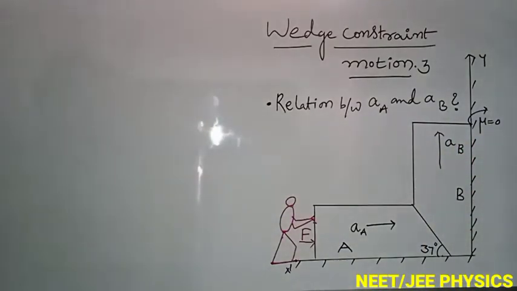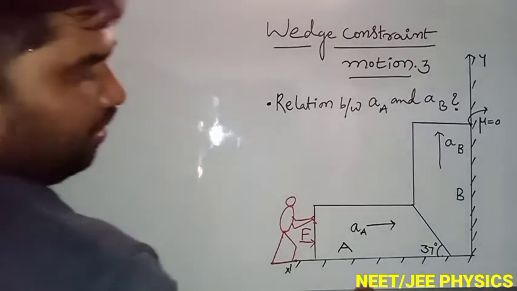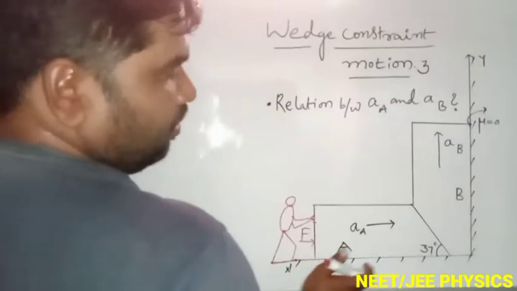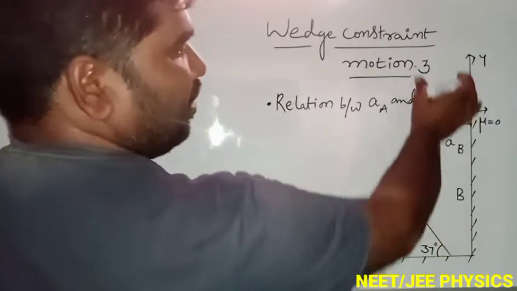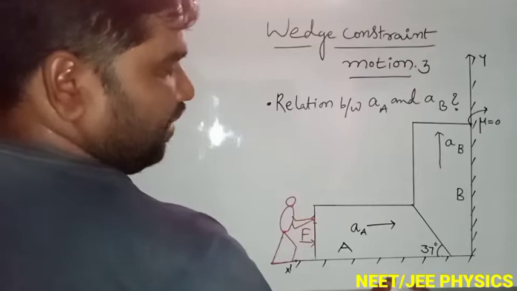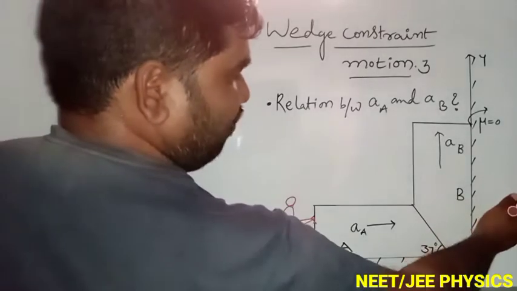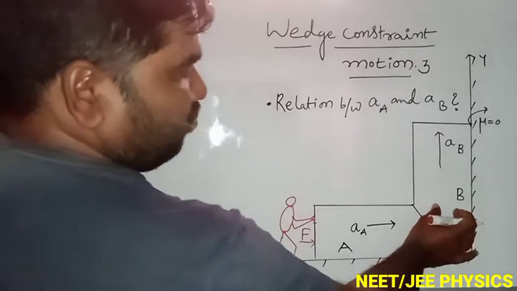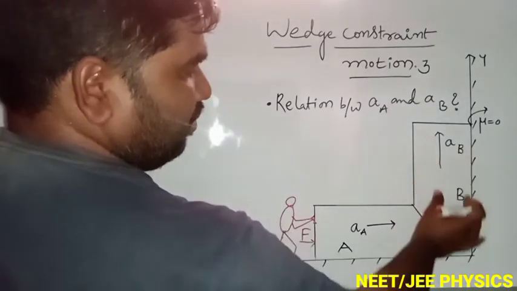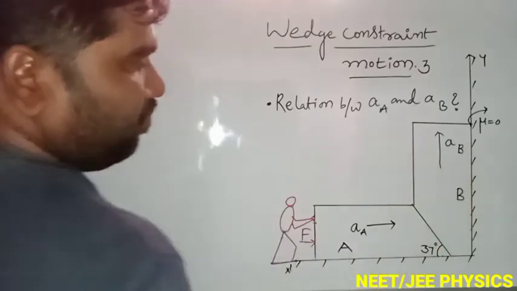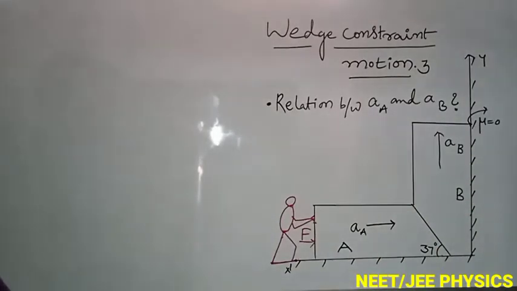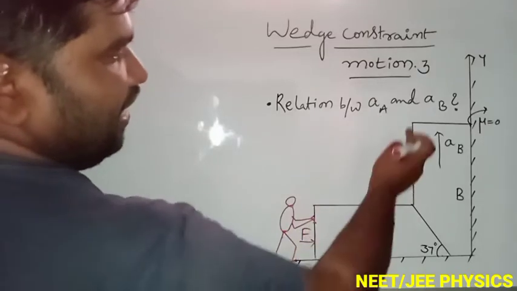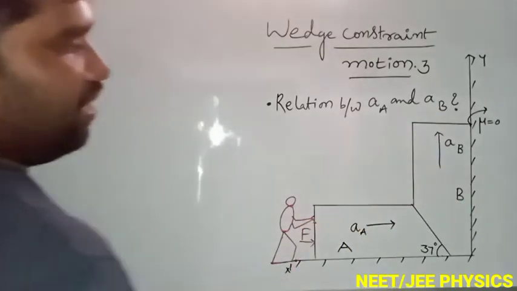That means smooth surfaces. Here, when you apply the force on this wedge A, the wedge B is moving in the upward direction, because there is no possibility to move this side, because these are the rigid supports. So you assume the acceleration of this wedge B is AB. Then what is the relation between the acceleration of wedge A and the acceleration of wedge B? That is the question to us.